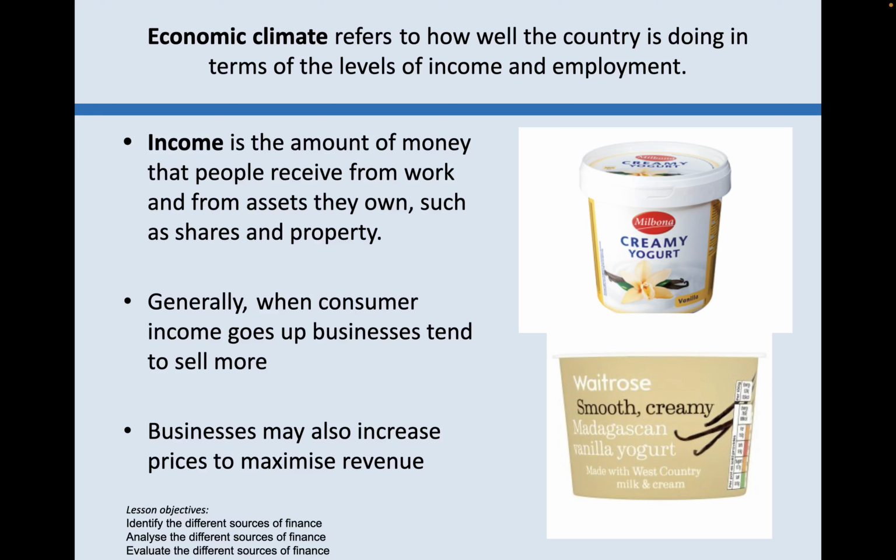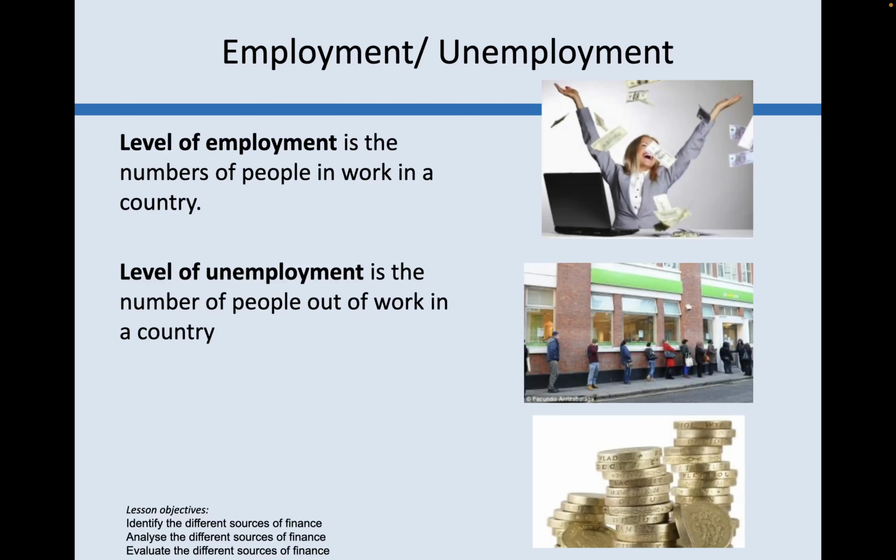Income I've already mentioned, but mainly that is from wages and salary, but it could be the value of any assets they've got growing, things like houses and property. Generally, when consumer incomes go up, businesses tend to sell more. But if that's happening, businesses may put their prices up to try and capitalize on that as well. This is really, really important, you understand the difference between this.